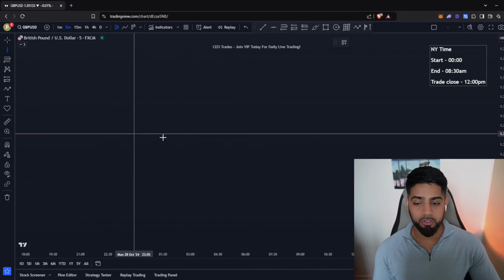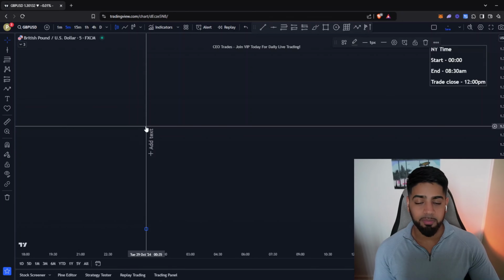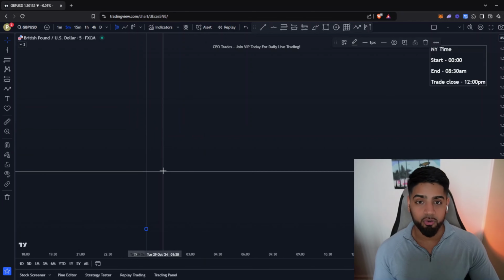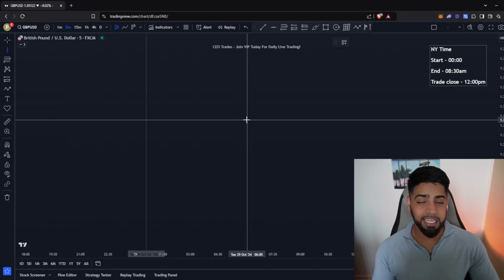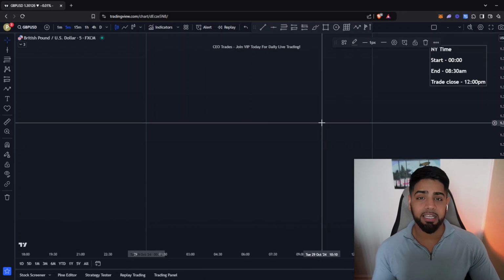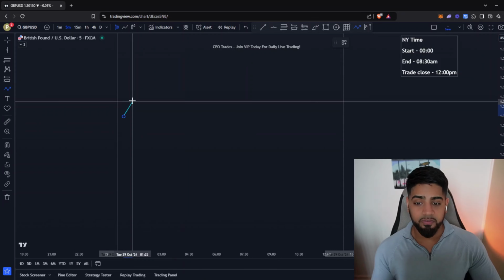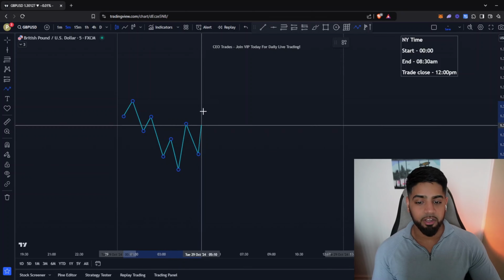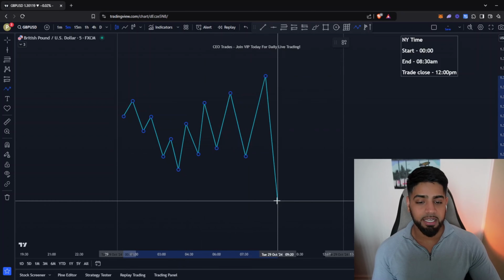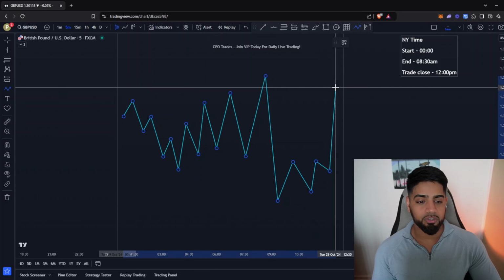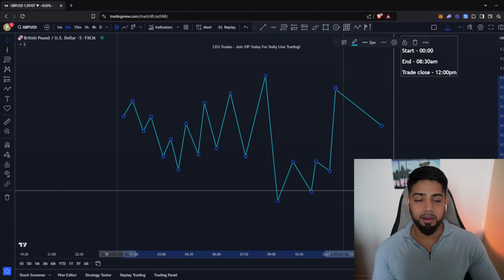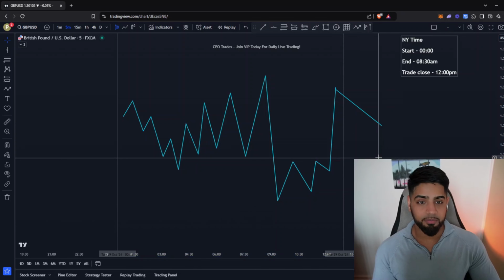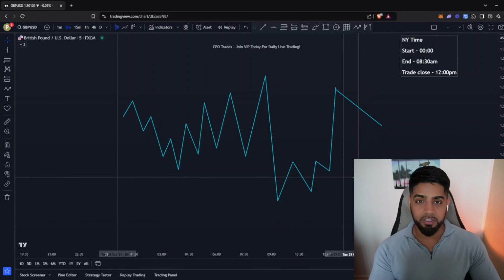So when you first come onto your charts, you're going to take a horizontal line and you're going to place it at exactly midnight New York time. Next, you're going to take your vertical line again and you're going to place it at exactly 8:30 a.m. New York time. So within this time, there's going to be all sorts of price behavior. Price is either going to be going up, down, left, right, side to side. It's going to be doing all sorts of things, right? We're not worried about what happens within that time. We are going to be trading after this time.